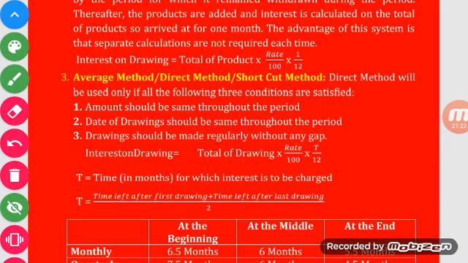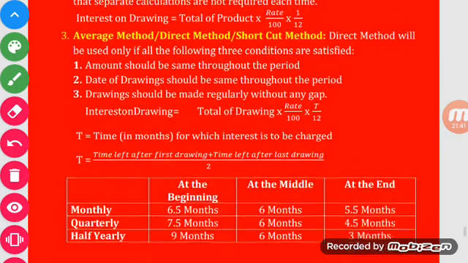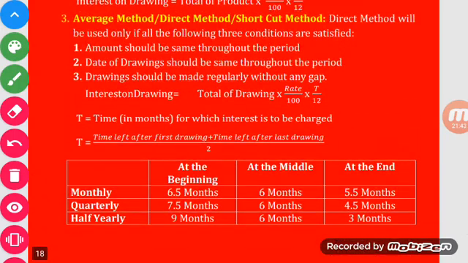The formula utilized for calculation of interest on drawing is: total of drawings into rate upon 100 into time upon 12. Is it clear? Time means average time period. The average time period is calculated using this formula: time is equal to time left after first drawing plus time left after last drawing, upon 2. Okay. This formula will be utilized to find the average time period in the average method.